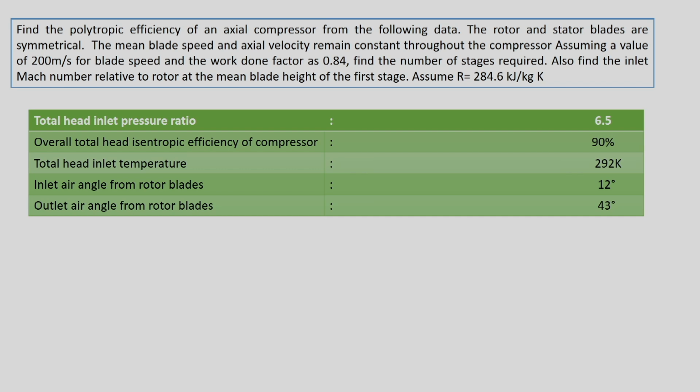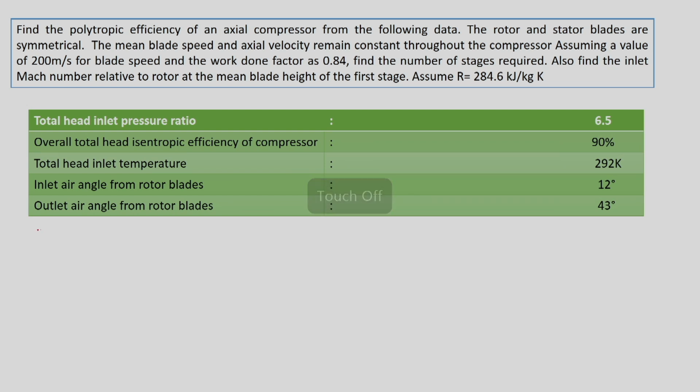So the data given is: overall total head inlet pressure ratio is 6.5, overall isentropic efficiency of compressor 90%, total head inlet temperature is 292 Kelvin, inlet air angle from the rotor blades is 12 degree, outlet air angle from the rotor blades is 43 degree.